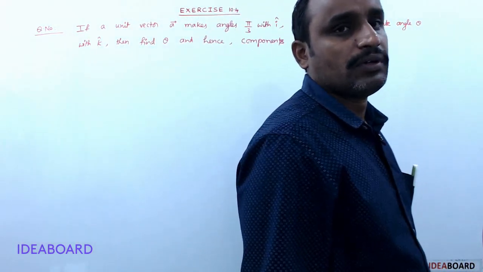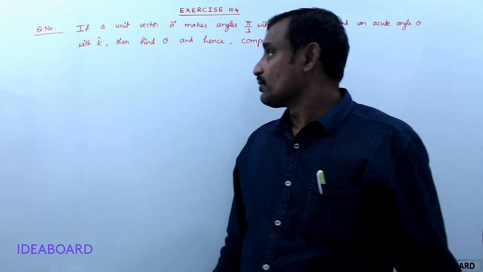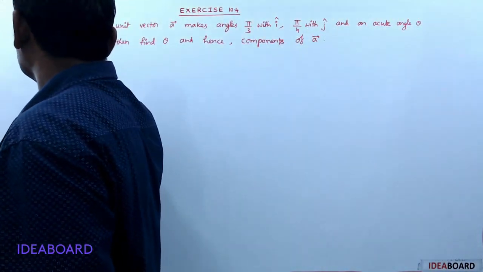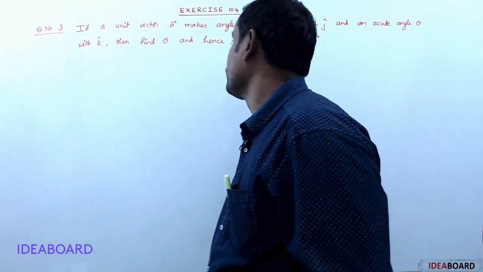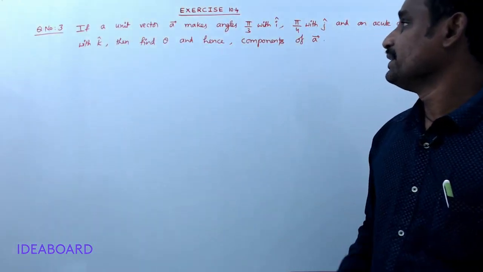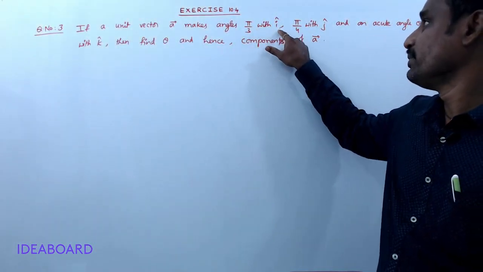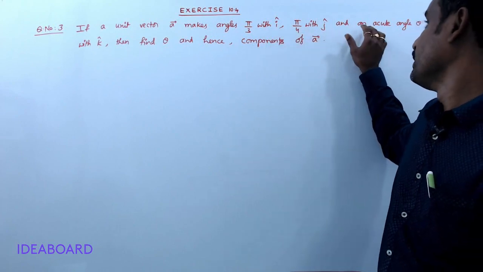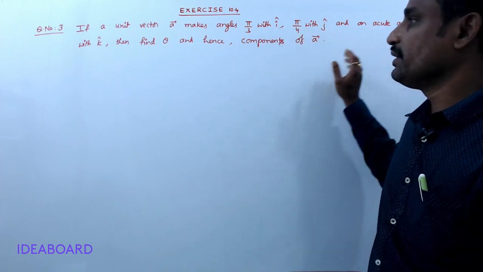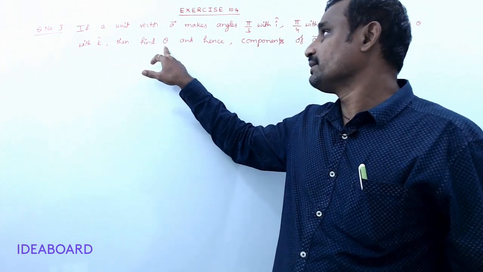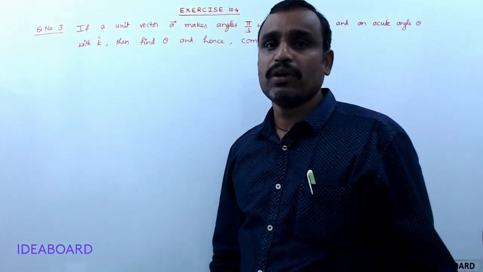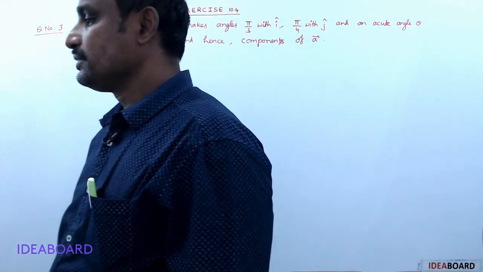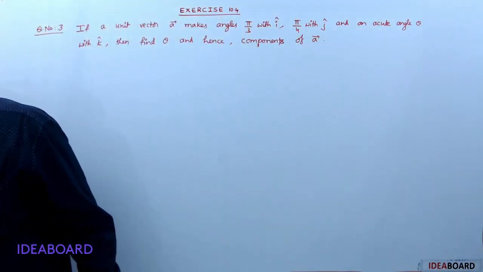Now the next question we are discussing is question number 3. If a unit vector a bar makes angles pi by 3 with i cap, pi by 4 with j cap and an acute angle theta with k cap, then find theta and hence the components of a bar.